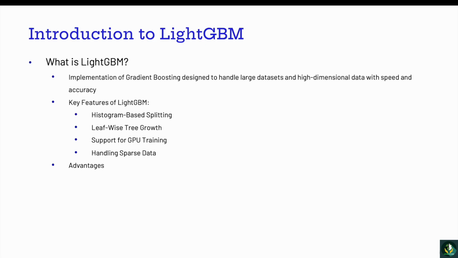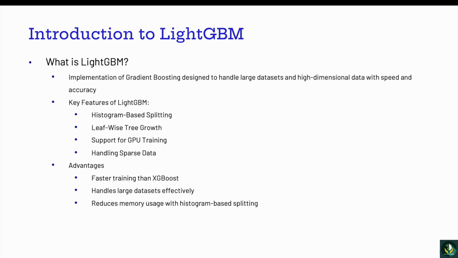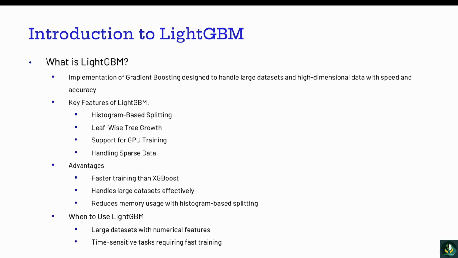Let's look at some advantages of LightGBM. First, it's faster training than XGBoost, handles large datasets effectively, and reduces memory usage with histogram based splitting. Now, when to use LightGBM? When you have large datasets with numerical features, that's one. And next is time sensitive tasks requiring fast training.